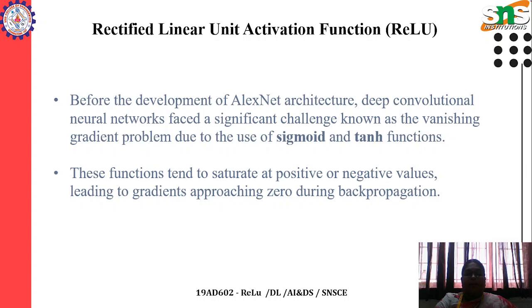Before the development of the AlexNet architecture, the deep convolutional neural network had a challenge, which is known as the vanishing gradient problem. What is this vanishing gradient problem? This has the use of the sigmoid and tanh functions. So first we'll see what the sigmoid function and tanh function are. These two functions saturate at both positive and negative values. It may lead to the gradient approaching zero during back propagation.